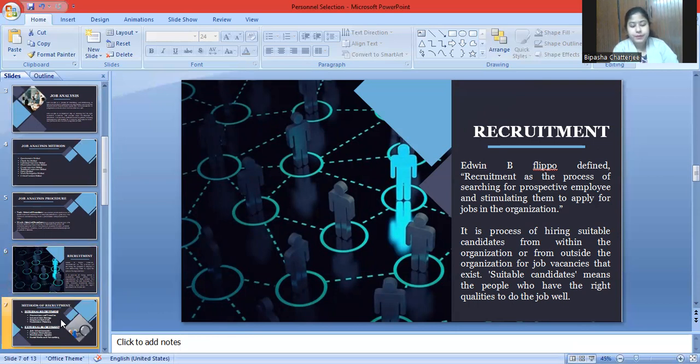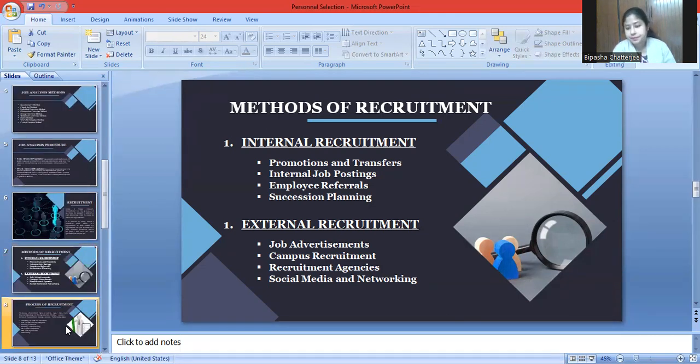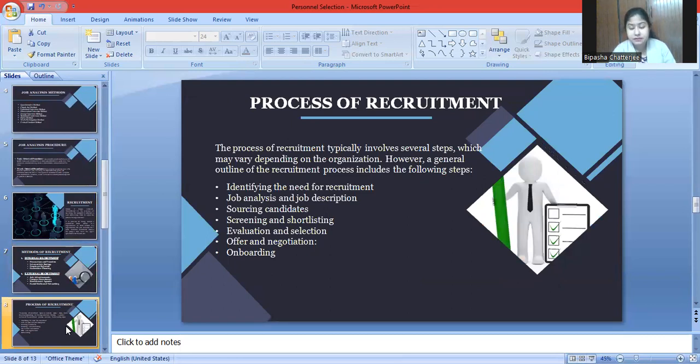Now, there are two methods of recruitment, two ways in which we can bring in people. We have internal recruitment, where we are talking about promotions and transfers, internal job postings, and employee referrals. So in reference to one, I can say that, yes, this person A is quite eligible for your project work. You can take this person. Then external recruitment processes, like job advertisements, campus recruitments, recruitment agencies, social media. So these are the ways in which we can invite people to come and appear for the interview, for the selection process.